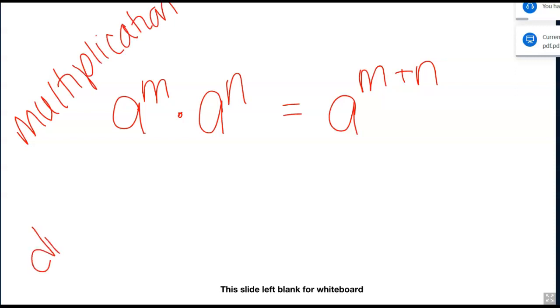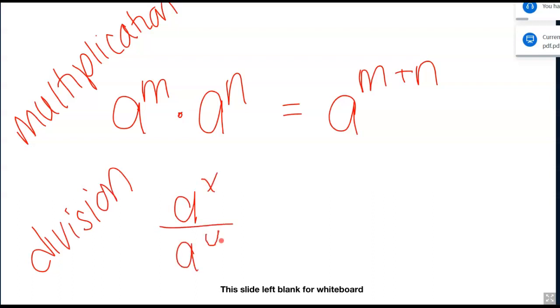And then we also have a rule for division. The division rule says if you have a to the x over a to the y, then that's the same as a to the x minus y. It's important to note that the base must be the same in order to apply this rule.